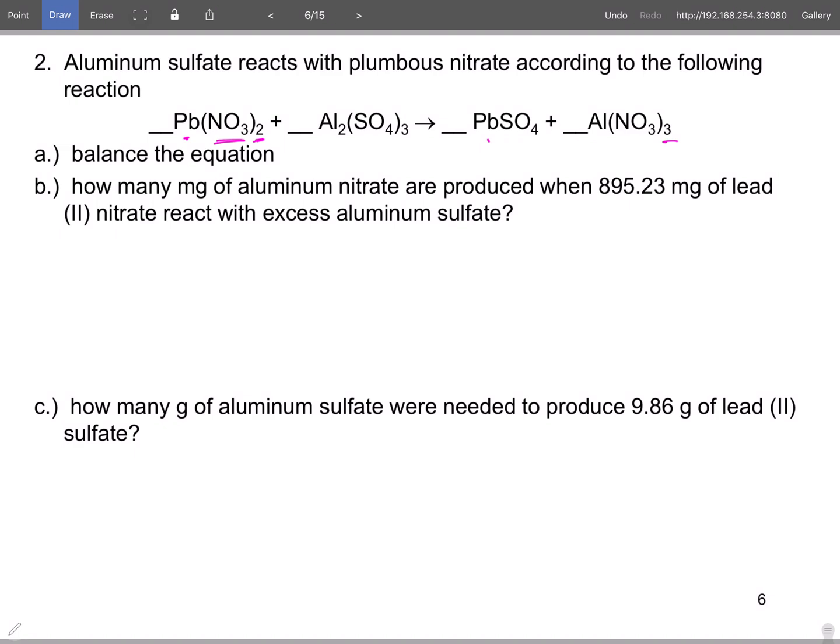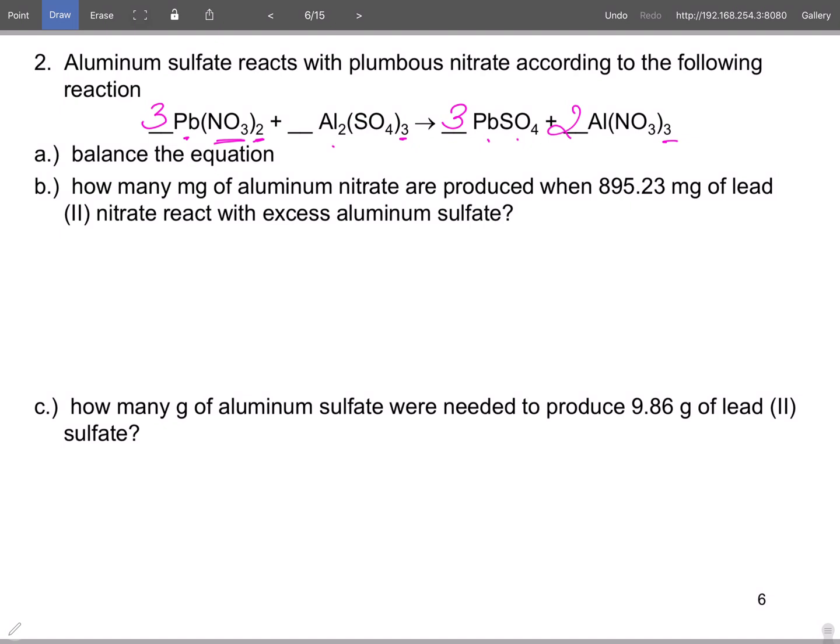So the only way to equalize them is to figure out the lowest number that both of them go into, which happens to be 6. So I would need to multiply this one by 3 and this one by 2. Wait a minute, that messed up the lead. So let's go back. We now have 3 leads, so we'll need 3 leads here. We have 6 nitrates. 3 leads, 6 nitrates. We're good there. The only thing that's not balanced are the sulfates. We have 3 sulfates here and 3 sulfates there. Well, that was convenient. And we have 2 aluminums and 2 aluminums. So that balanced itself as we went.